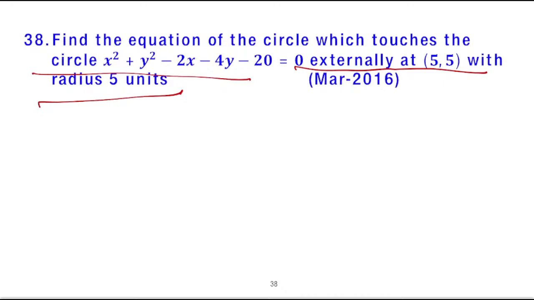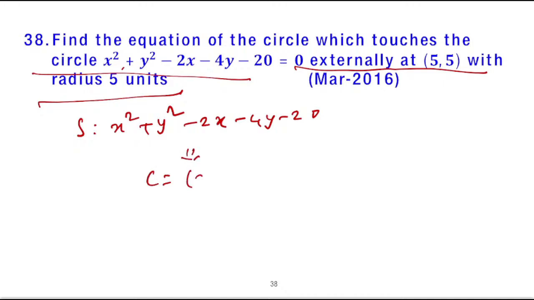So first of all, draw the diagram like this. This is a given circle. Get its center and radius. You will get it as 5 units. R1 you take, C1 you take.